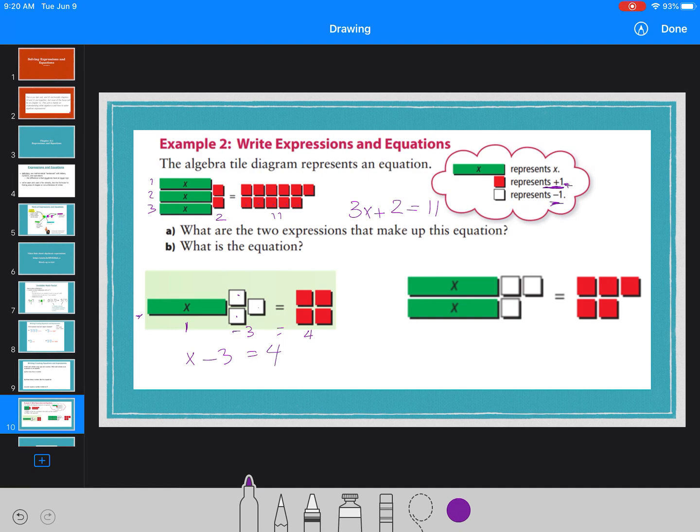Okay, do the next one. We have 2 of these x's. We have 1, 2, 3 of the white ones representing minus 1. So again, minus 3. And that gives us 5. That's positive. We don't need to write the positive. So we have 2x minus 3 equals 5. Okay.